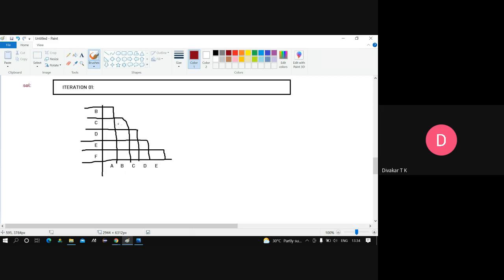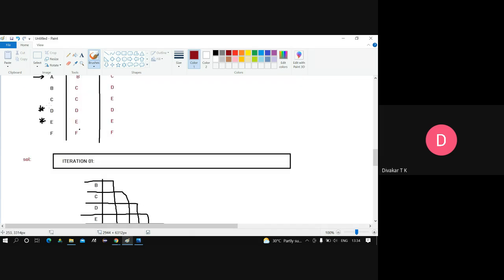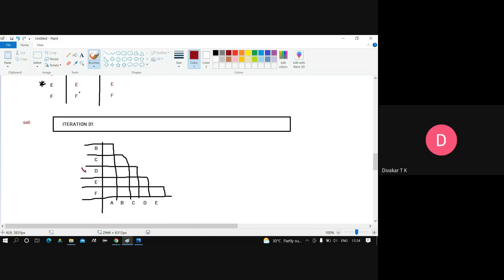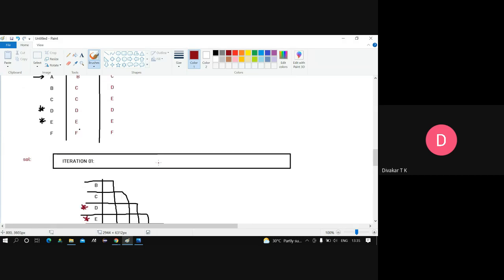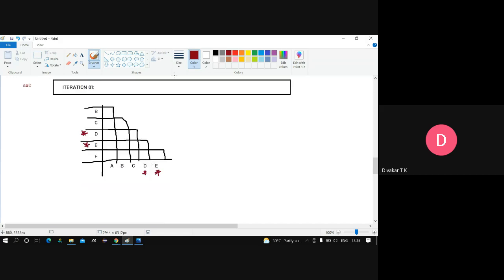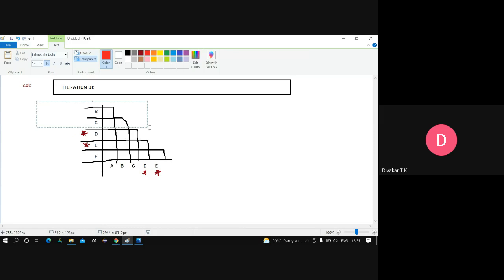So this is what we had done here. Which are the final states here? D and E are the final states. Here D is present, place a star mark. E is present, star mark. Next, here also D and E are present, so please put a star mark here. Here also put a star mark. Got the clarity of what we did in the first step? D and E are the final states. Now, the initial marking.